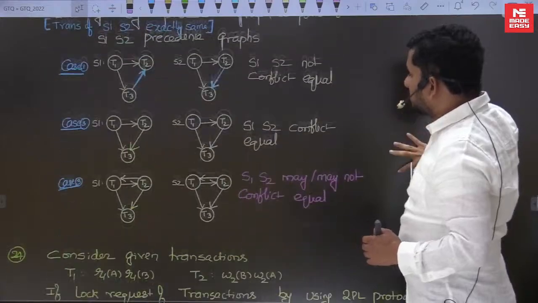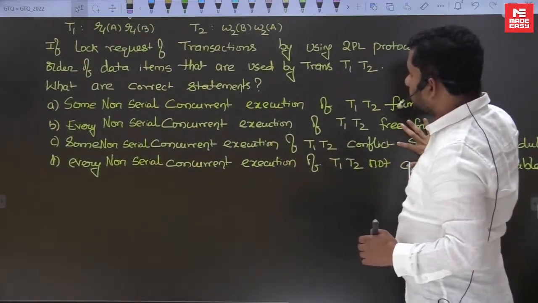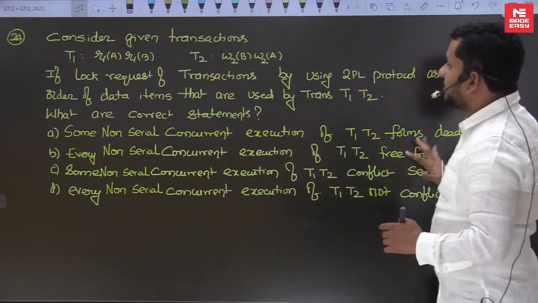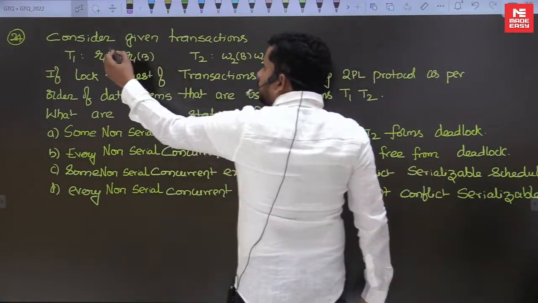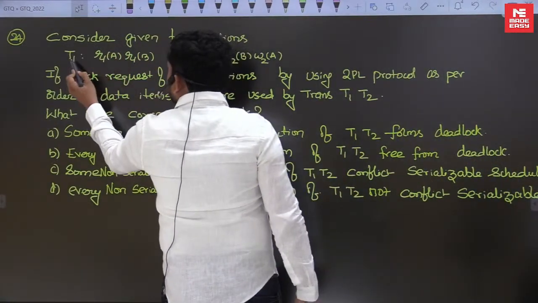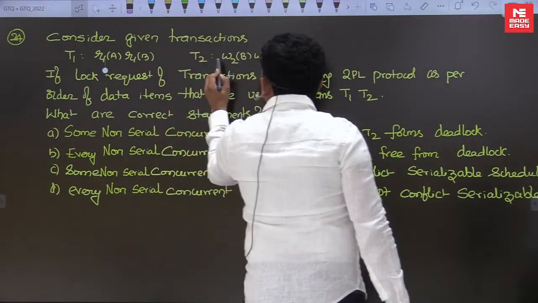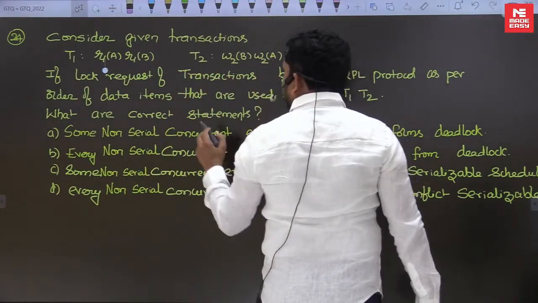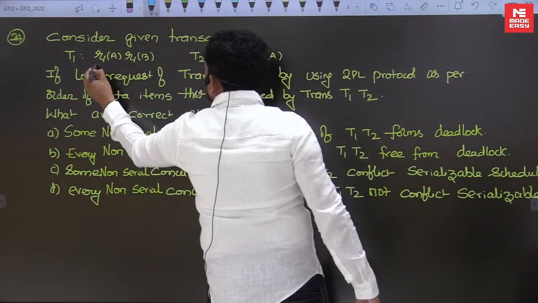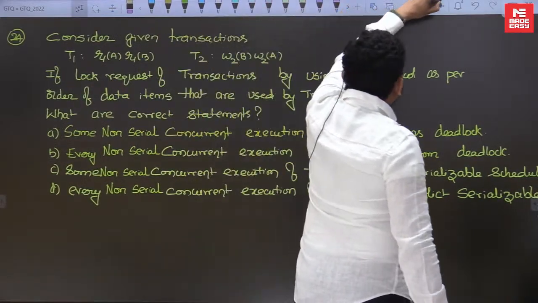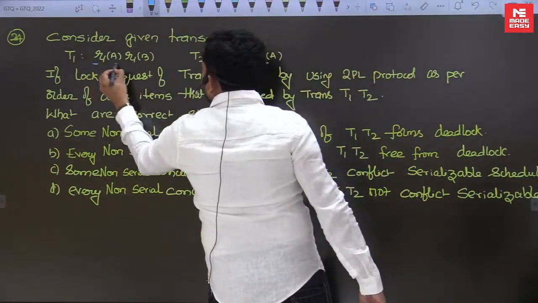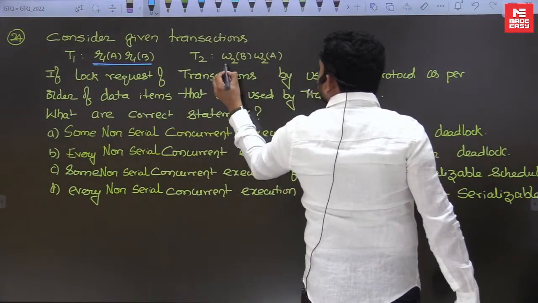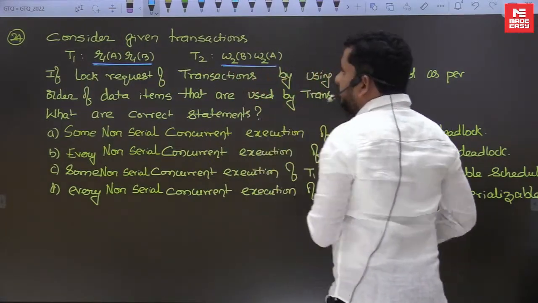The conflict equivalence conditions are not required right now. Solve this question. Consider the given transactions: T1 is R1A R1B, and T2 is W2B W2A.